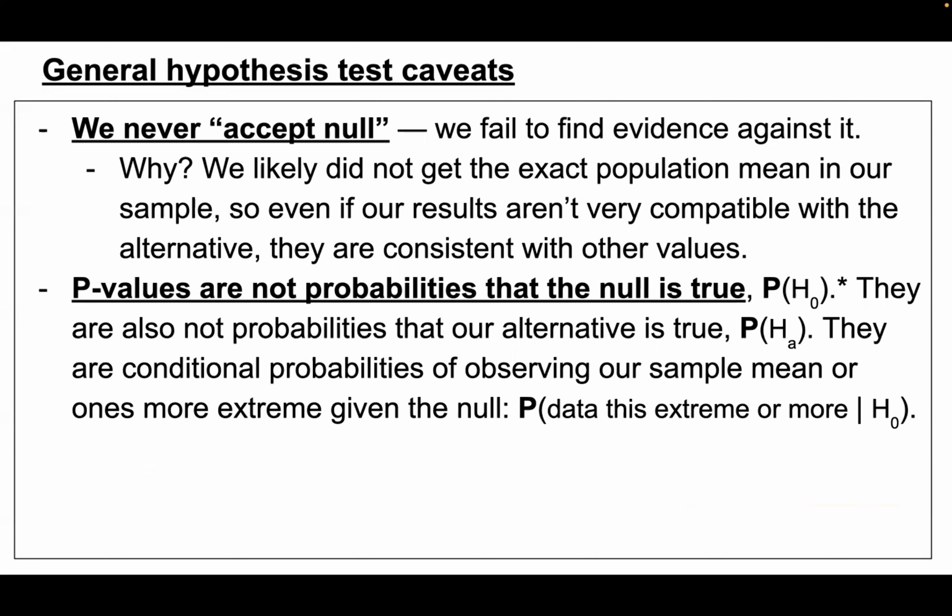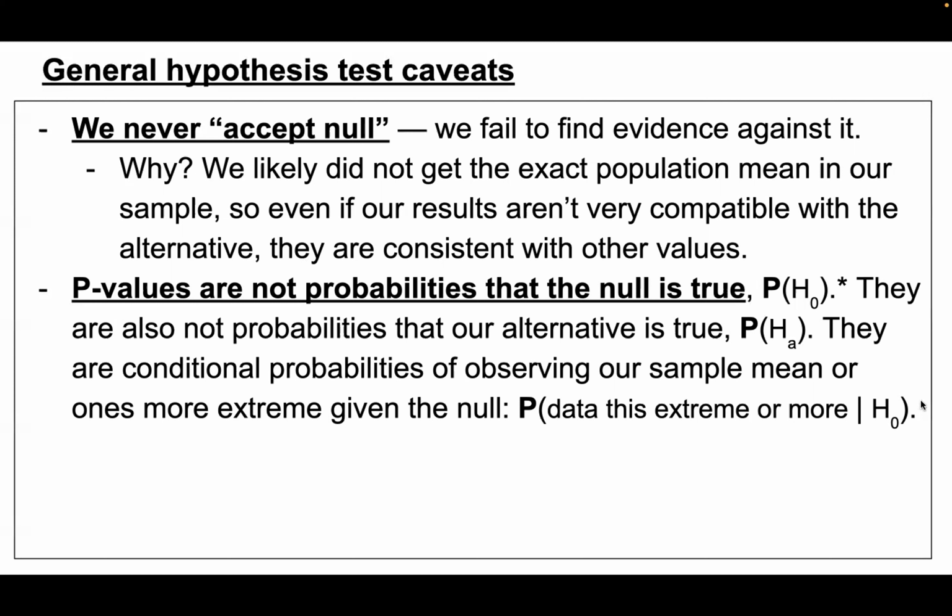So remember that p-values are not the following. They are not probabilities that the null is true, right? They might seem like it, but they're actually the inverse of that. They're also not probabilities that the alternative is true either. They are conditional probabilities of observing our sample mean or ones more extreme given the null. And that's broad enough to cover all kinds of tailed tests, one in either direction or a two-tailed test. They are probabilities of data this extreme or more given H naught. That's the generic form. It's extremely important to keep this in mind, because otherwise you get tangled in a hopeless mess. And it's kind of weird, right?